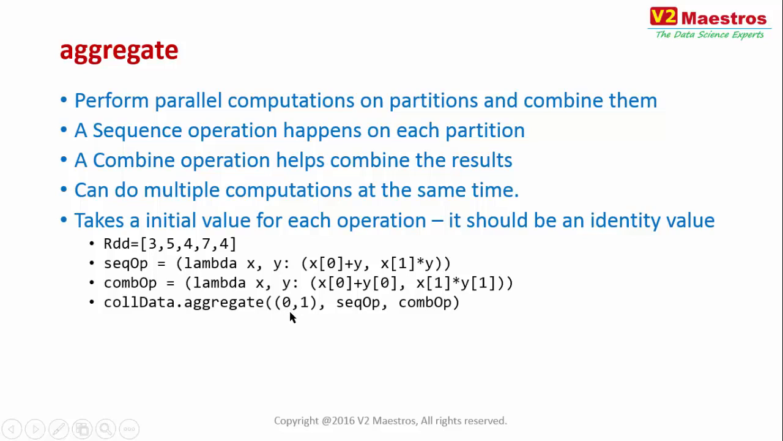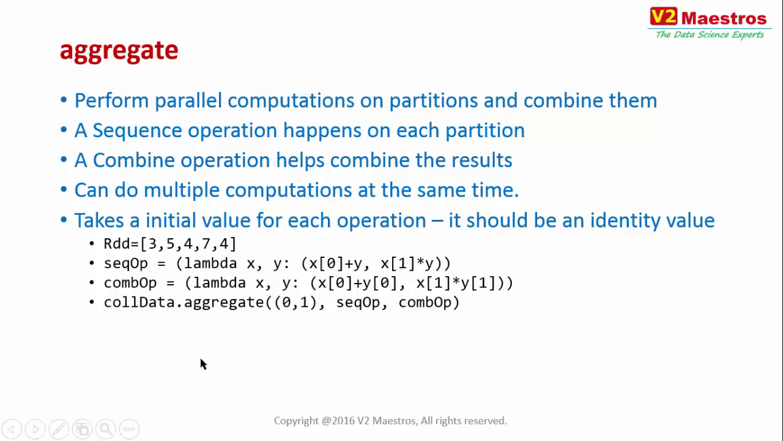What is an identity value? An identity value is one where you apply a function on it plus something else, and it is going to give you only the something else. In the case of addition, the identity value is always 0. In the case of multiplication, the identity value is always 1. Basically, when you apply that, it is not going to change your end results.